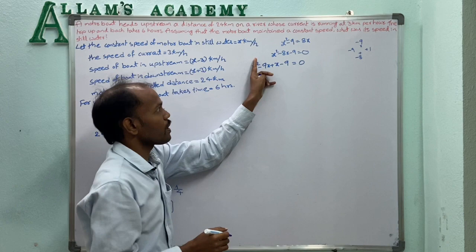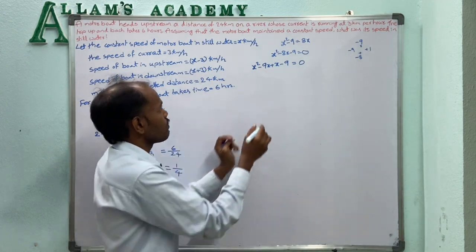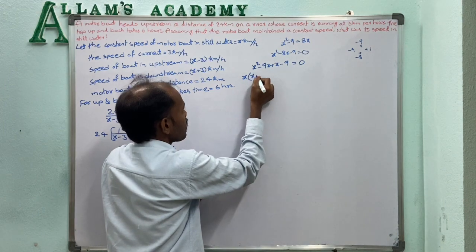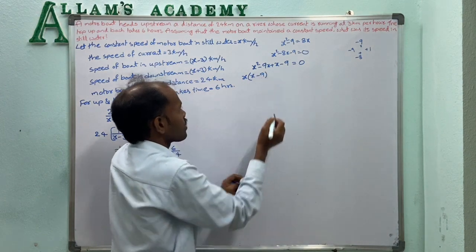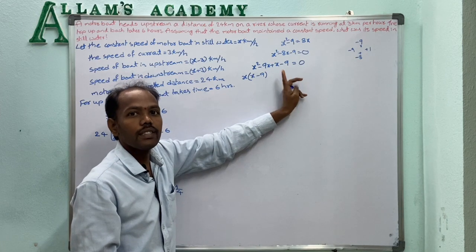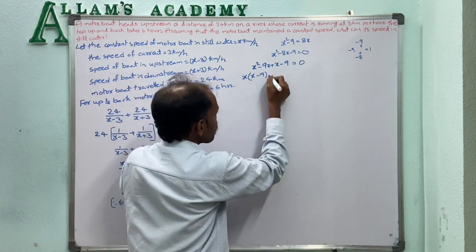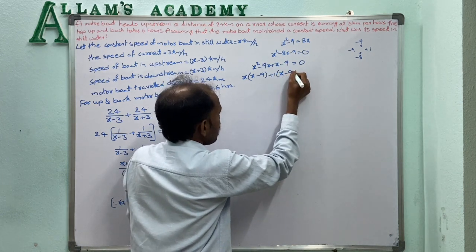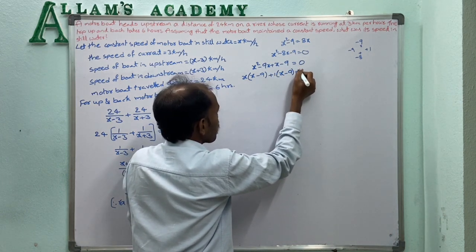Now here x square means we can write x into x, 9x means 9 into x. So here x is taken common, that means x minus 9. Next x means we can write 1 into x, 9 means 9 into 1, that means 1 is the common number, so that 1 is taken common. Now here x plus 1 into x minus 9 equal to 0.